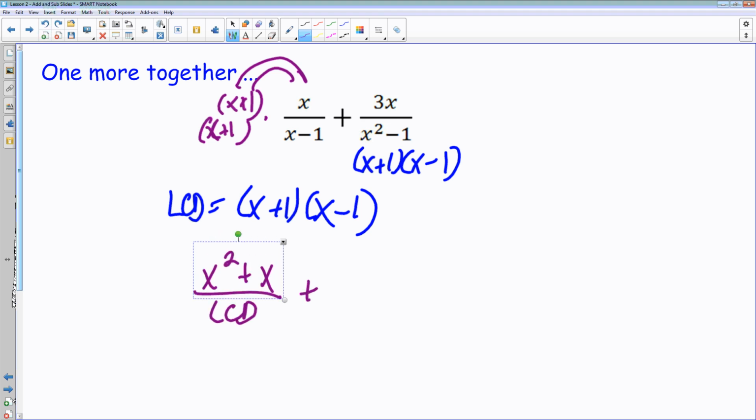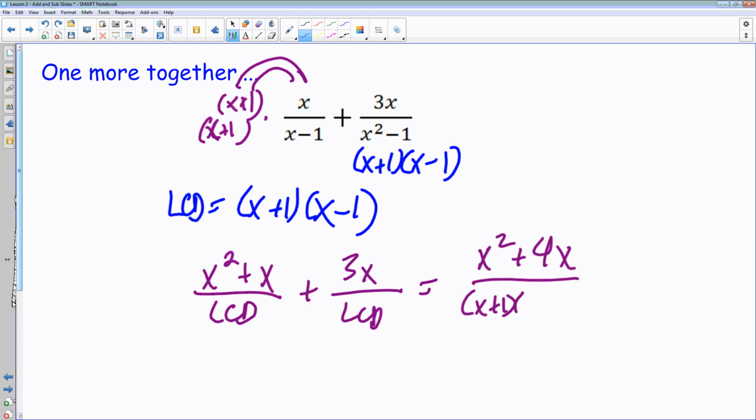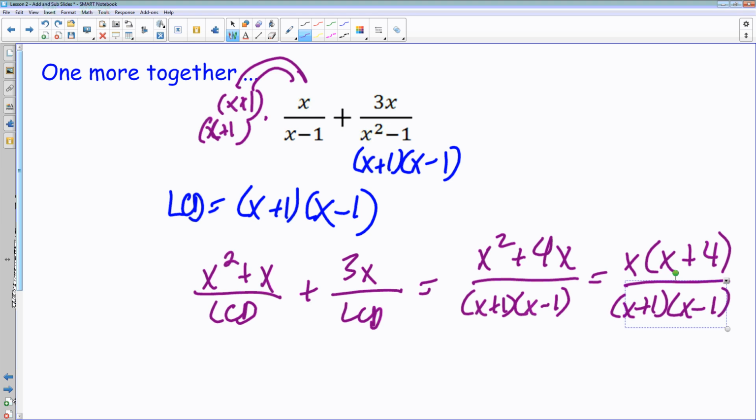And my second fraction doesn't have to change at all. So 3x over the LCD. So my numerator is now going to be x squared plus 4x over x plus 1 and x minus 1. Well, my numerator does factor, and then we get x plus 4 and x, but again, nothing's going to cross out. So either this answer or this answer is fine.